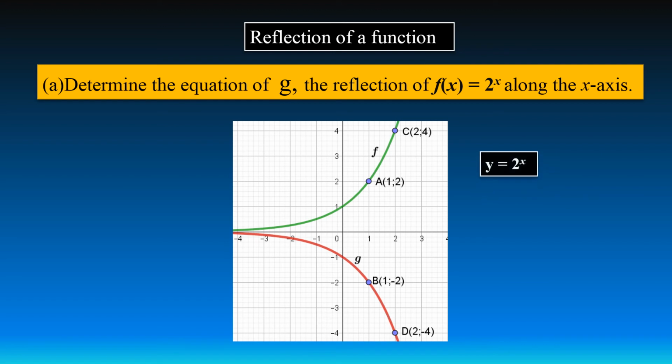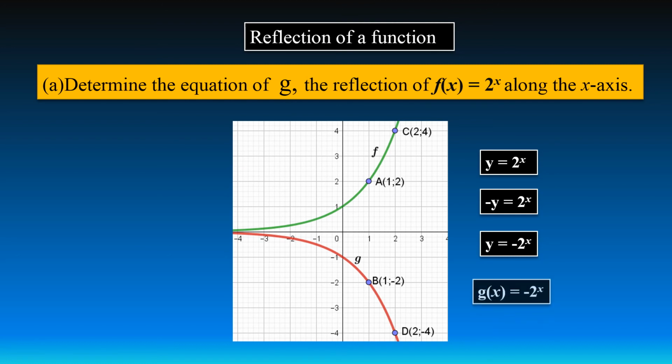So what we understand? We have to change only the y coordinate or y value in the equation. So we write minus y equals 2 to the power x, and then we divide both sides by minus, and we get y equals minus 2 to the power x. So the equation of g x is now equal to minus 2 to the power x. That is the reflection on the x-axis.